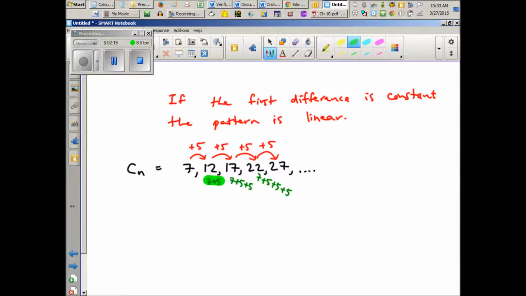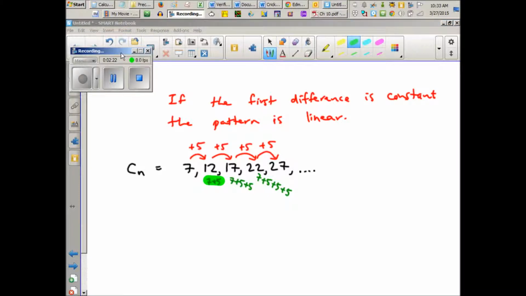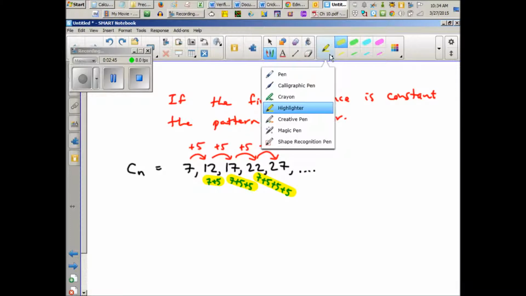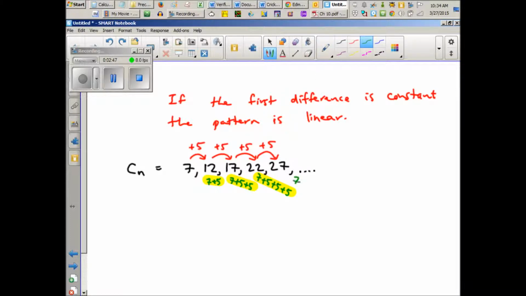So right now I'm on the second term. How many 5s do you see? 1. Now I'm on the third. Let's put the phones away. Okay. Now we're on the third term. How many 5s do you see? 2. Now we're on the fourth term. How many 5s do you see? 3. If we go on to the fifth term, how many 5s will we have? 4. That's right. So the fifth term has 4 5s.